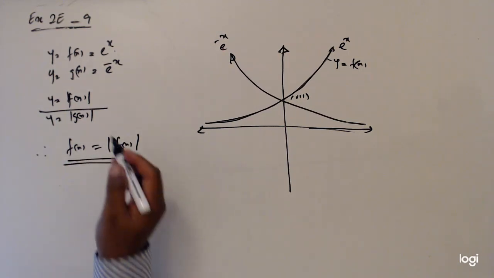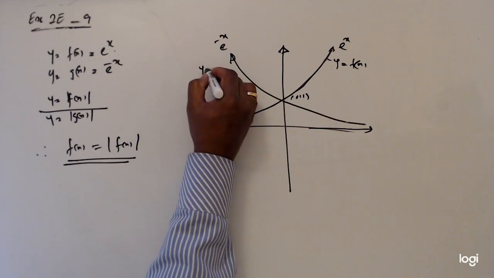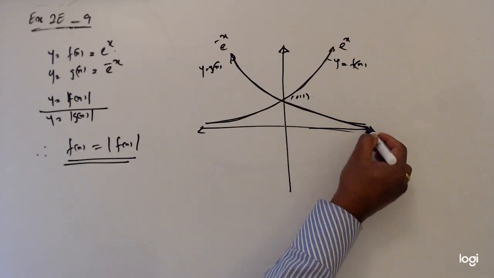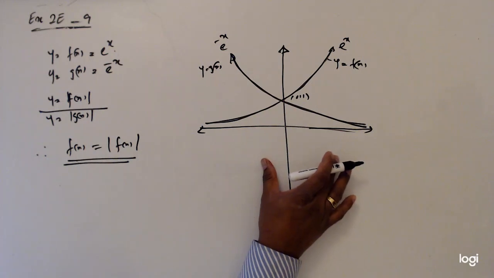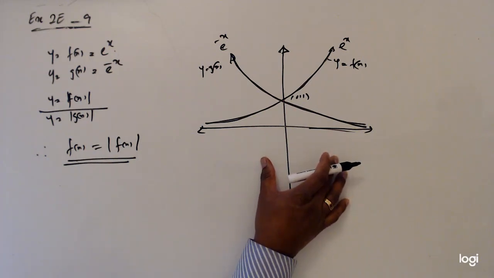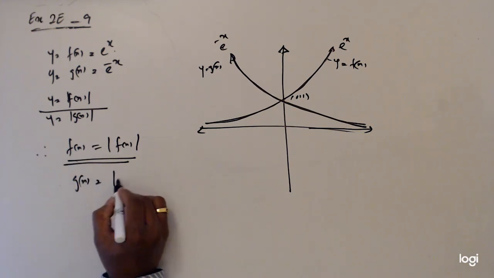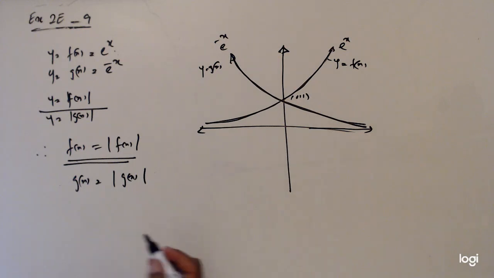The same applies when you look at g(x), y equal e to the power minus x. There are no negative y values. Because of that, g(x) and mod g(x) both have the same graph.